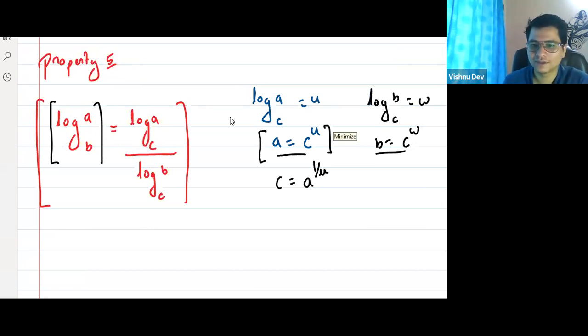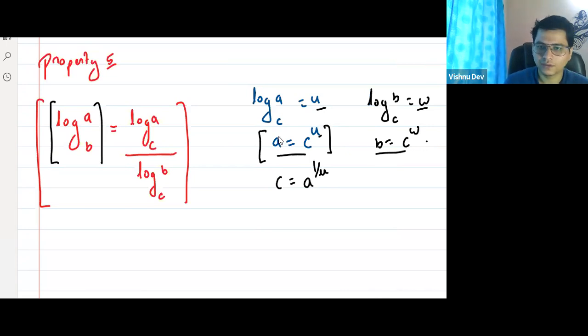So, what I'm saying is I consider log A base C as U and log B base C as W. If I convert into exponent form, I can write A is equal to C to the power U, and B is equal to C to the power W. This is clear. Step 1, step 2 is clear.